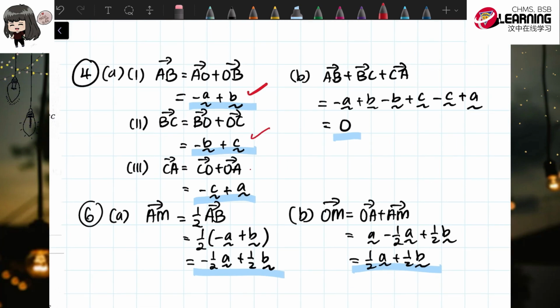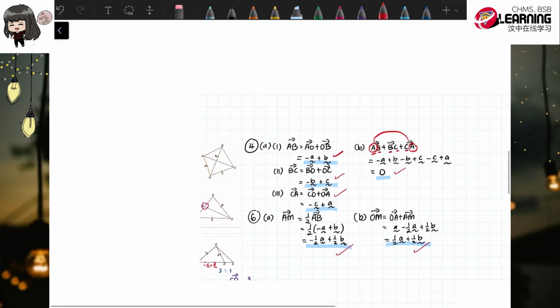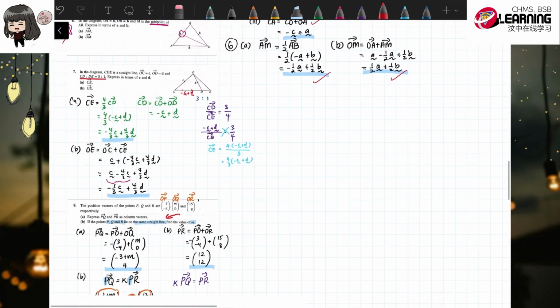For 4A, I think there's no problem. Part B, the answer is 0, because if you add these 3, you will get 0. If you look at this, your A goes to B and then B goes to C, C goes back to A. So basically, the direction is going back to the same starting point, which is A. So that's why your vector is 0. So 6A, 6B, no problem, right? I think I discussed everything already.